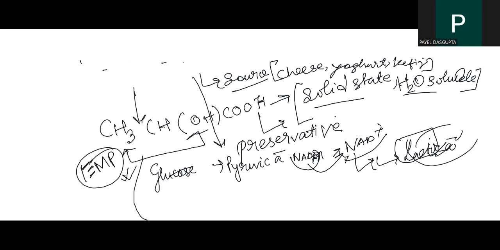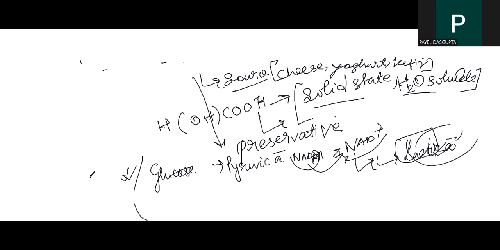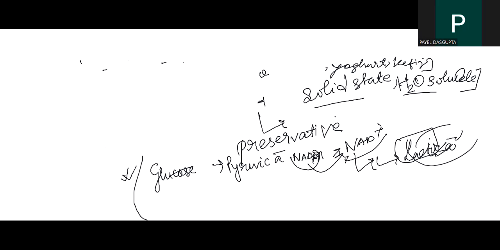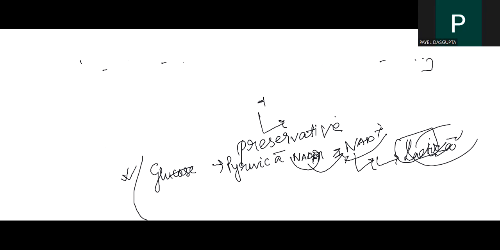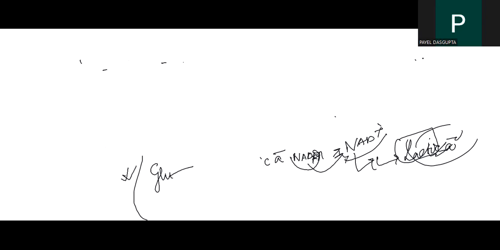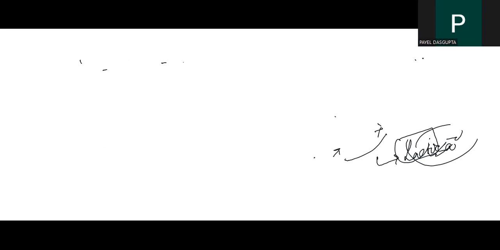So what we have discussed now, just quick points: it is in the solid state. It is water soluble. It acts as a preservative. Lactic acid will usually be obtained from the Embden-Meyerhof-Parnas pathway, the EMP pathway, where from the glucose it comes to pyruvic acid, and from there you get the lactic acid.